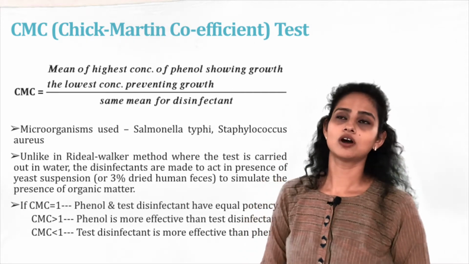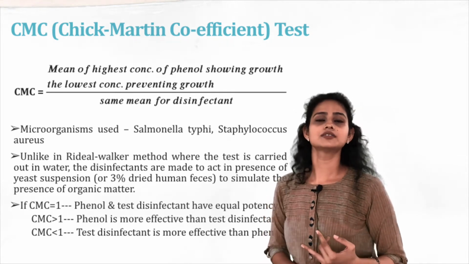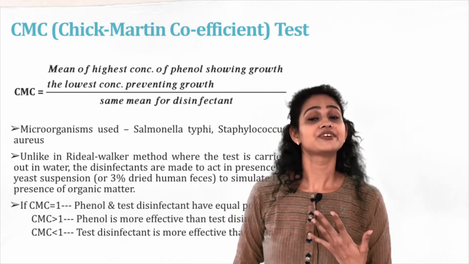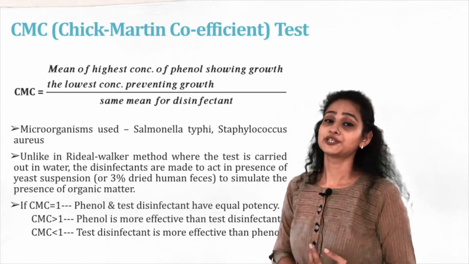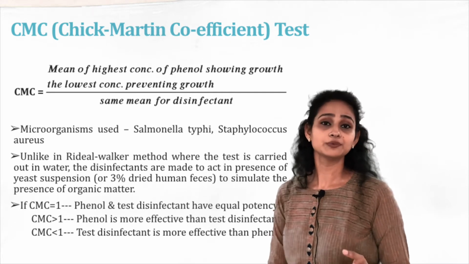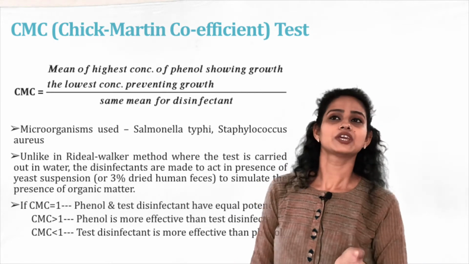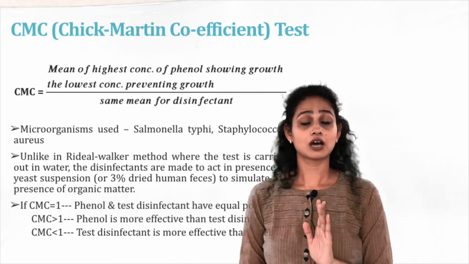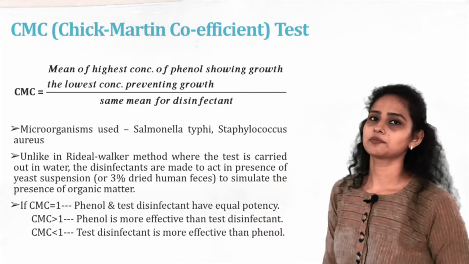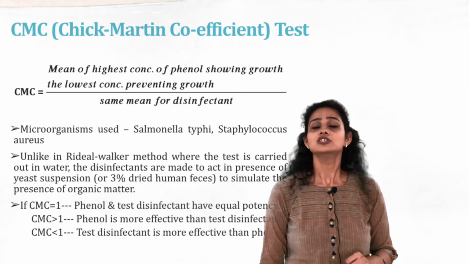Now, why are we adding this organic matter into dilutions? Because it is proved that when organic matter and foreign particles are present, they reduce the potency of any chemical disinfectant. So, to simulate the proper action, we add the organic matter into the dilution itself. So, we can have a proper idea of how much our disinfectant is going to act in presence of organic matter. As organic matter, we will be adding either 3% solution or human fecal content. So, let us move further.